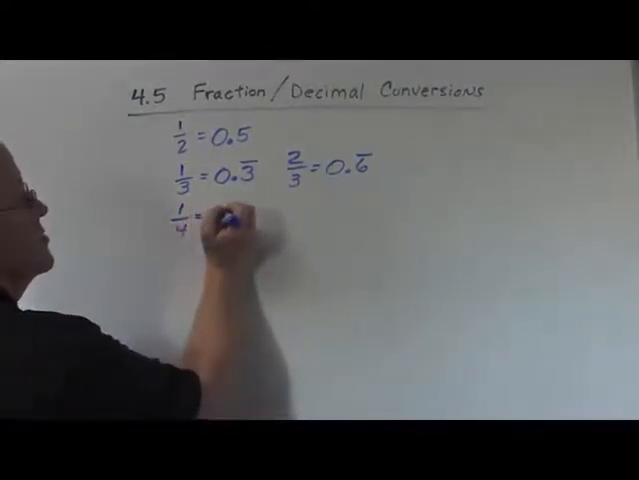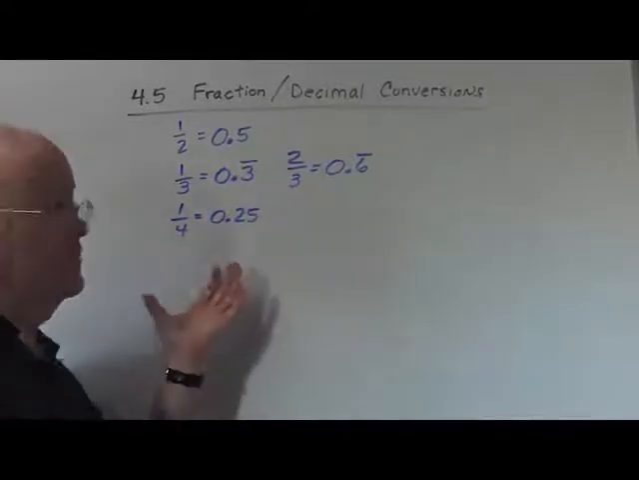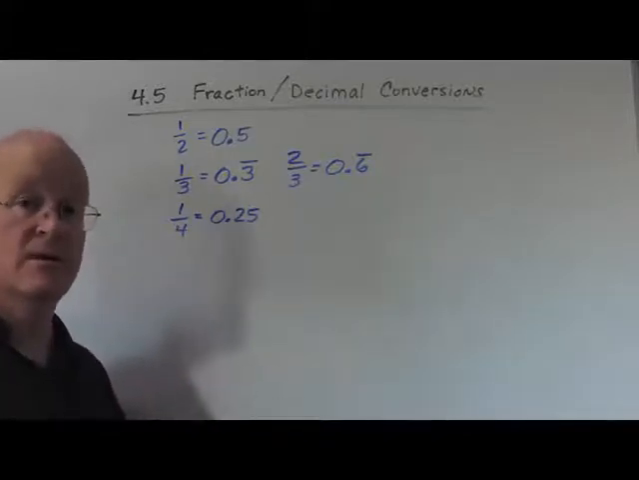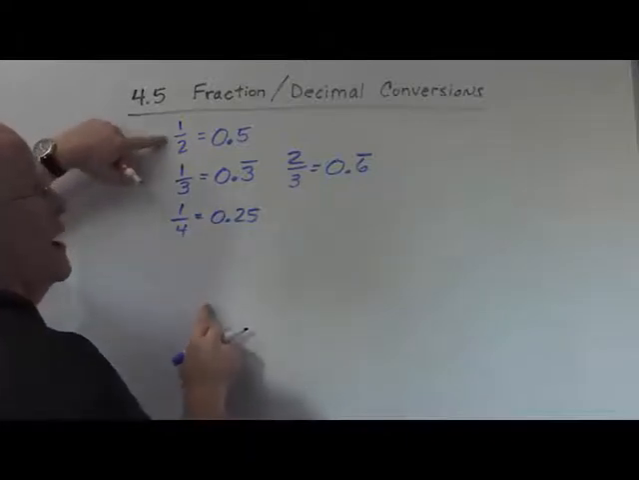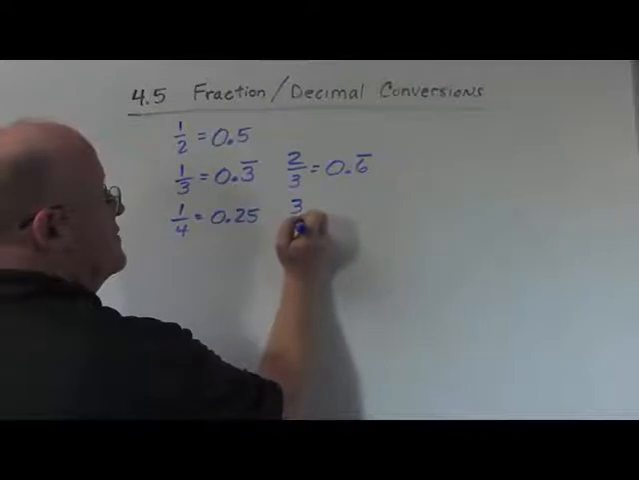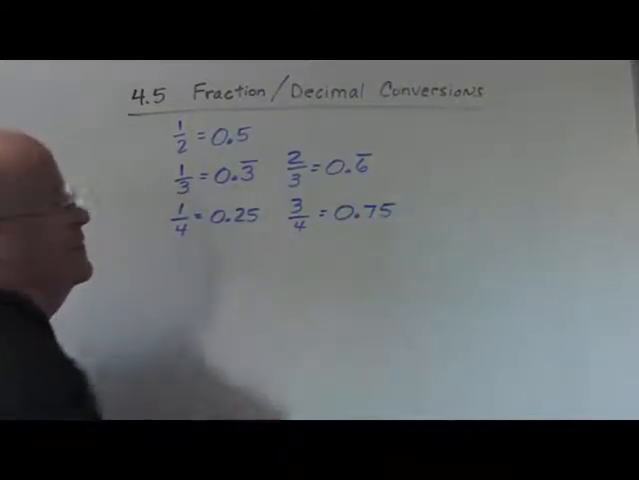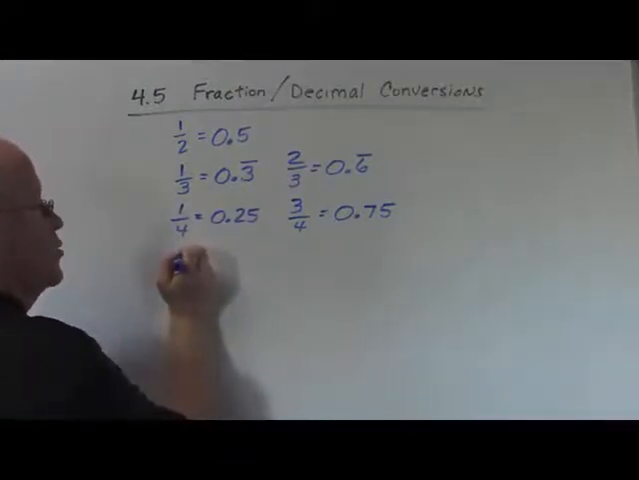1/4 is equal to 0.25. And you're used to, in money, talking about 1/4 being 25 cents, so that should be not too hard to memorize. Now, 2/4 is the same as 1/2, and that is already on our list. So I'll move on to 3/4, which is equal to 0.75. You should have the denominators of 5 memorized.